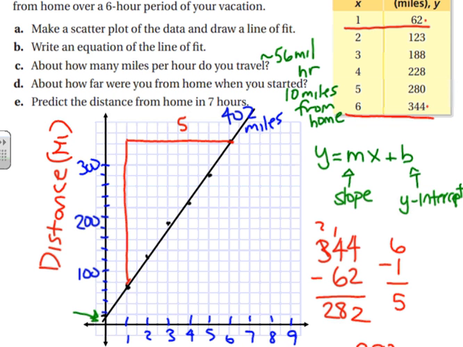All right, that concludes our video notes for today on scatter plots and lines of best fit.